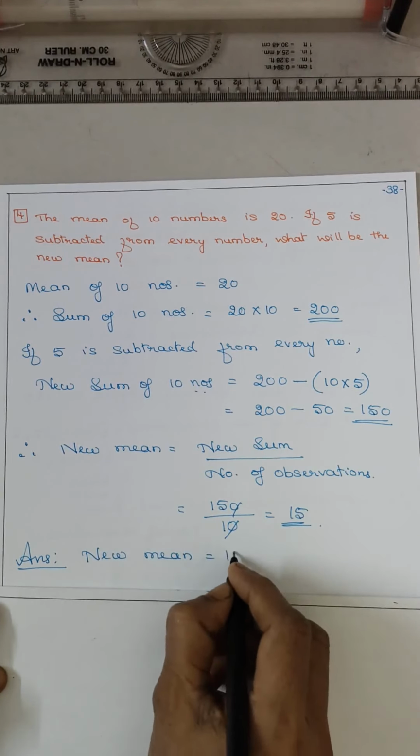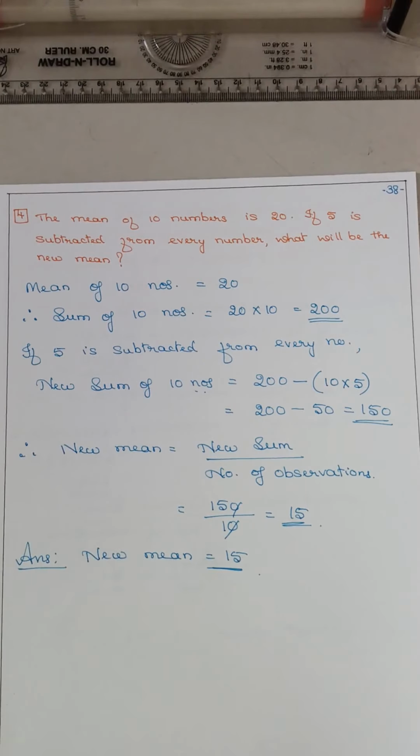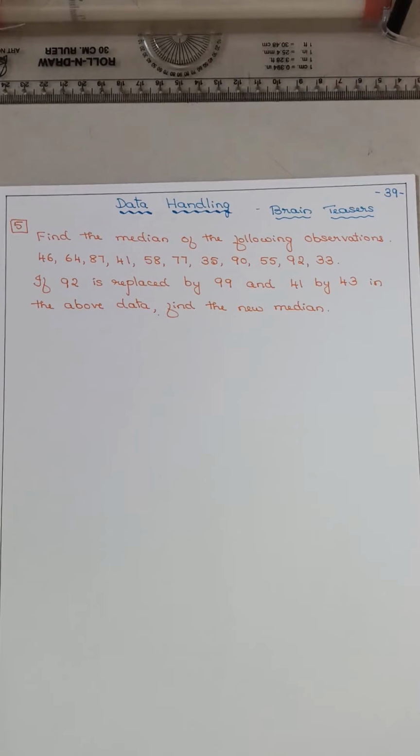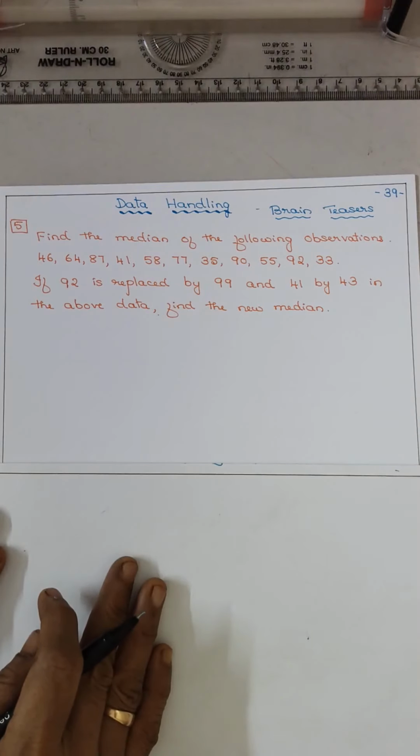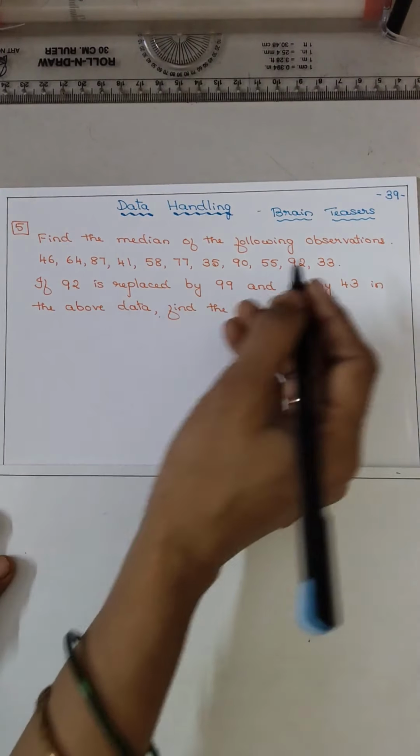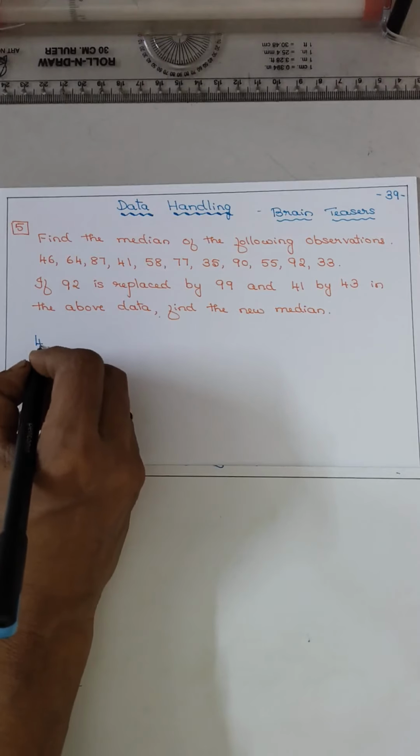Okay, so that was question number 4. Now coming to question number 5. Find the median of the following observations. They have asked to find the median. So median के लिए सबसे पहले ascending order लिखने का है, तो पहले क्वेश्चन लिख के ले लो.